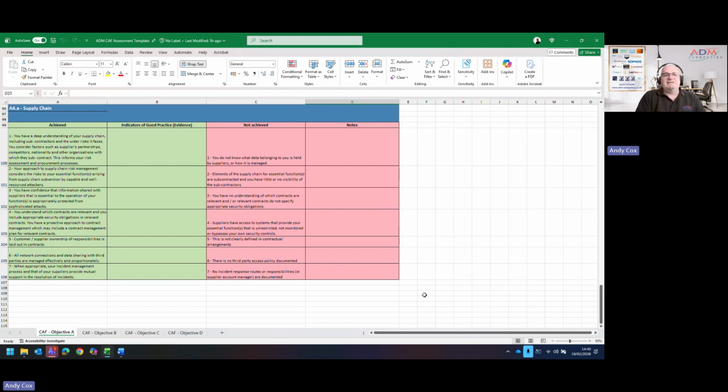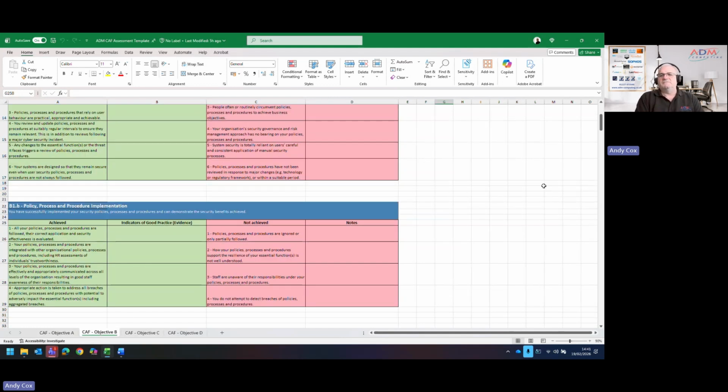Now, again, there may be some notes here, such as, we don't actually know what our contracts are. We know that ADM have access to our 365 system, but we don't know what access they've got to it. We don't know how it's monitored. So again, we start filling up these gaps. Okay, so we'll have a quick look.